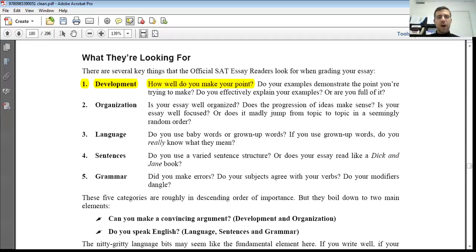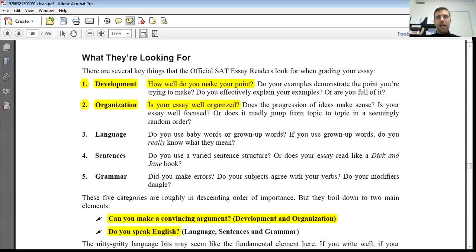The development part and what we call organization, these two make up the can you make a convincing argument aspect of the test. Really the substance, not the style. But can you actually select good examples and then organize them to make a point? The second part of the scoring is really the style of the English language that you use to prove your point. If 1 and 2 make up the substance, part 2 is, do you speak English?